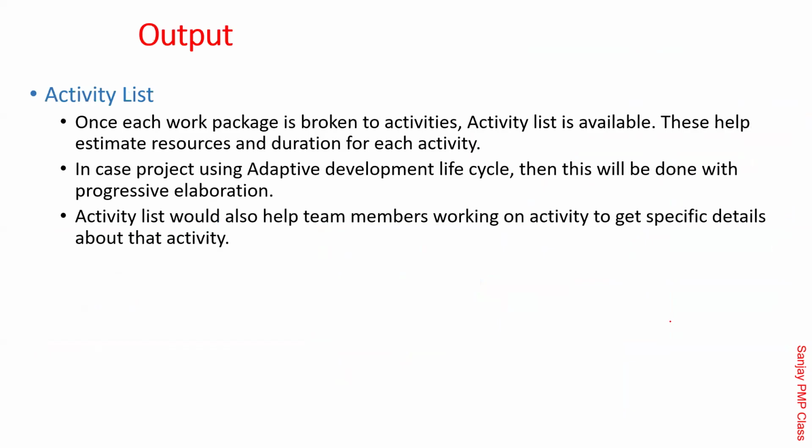Meetings are obviously required for planning. Output is called the activity list. So for one work package, what are the activities? So a list of activities will be there. In adaptive life cycle, this will be done with progressive elaboration. Activities would also help team members to make the next thing, which is basically about the estimation and all that.